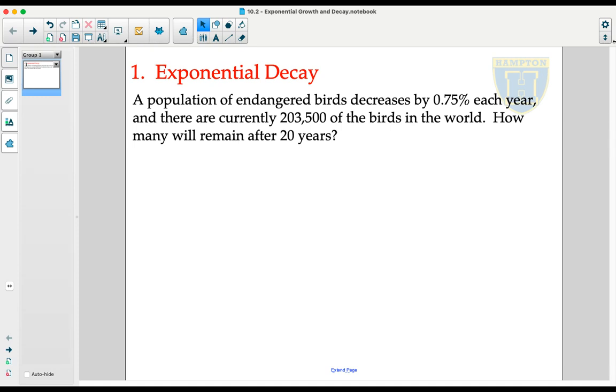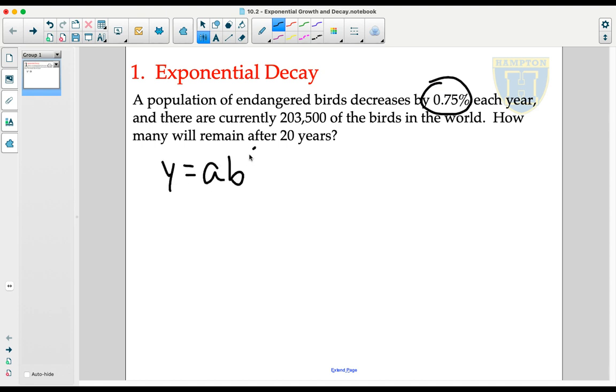A population of endangered birds decreases by 0.75% each year, and there are currently 203,500 of the birds in the world. How many will remain after 20 years? The fact that we have a percentage-based decrease is our indicator that we're going to want to write an exponential function.